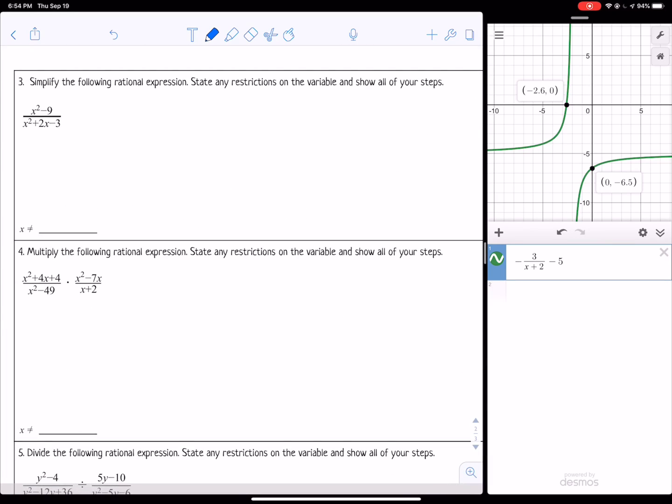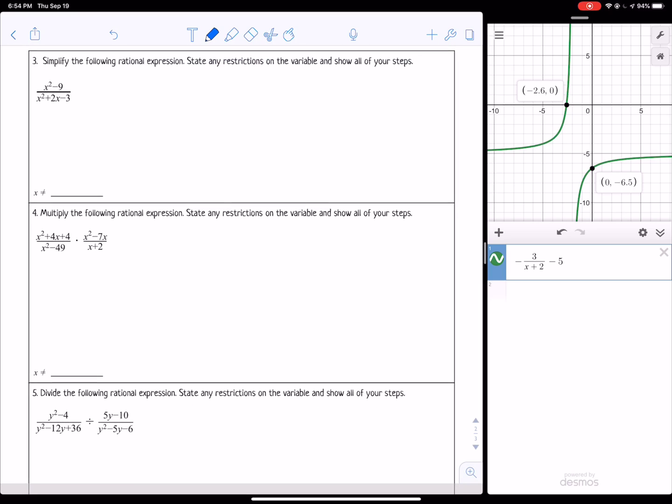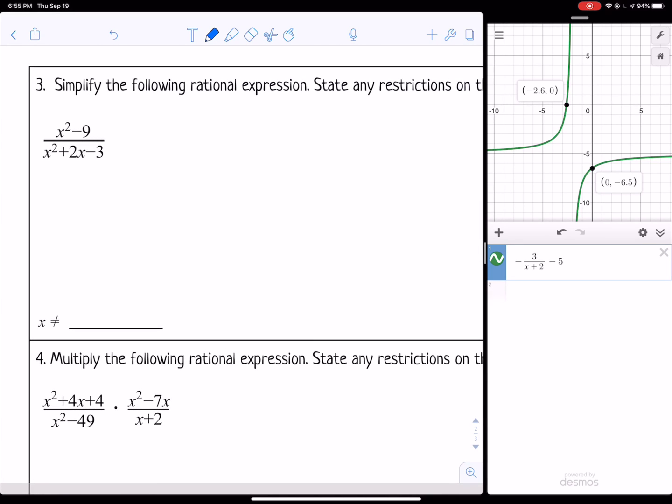Let's look at number 3, 4, and 5. They're all actually really similar to one another. We're going to simplify, multiply, and divide rational expressions. The first step is to factor everything out. In number 3, I'm going to factor the numerator. It's a difference of squares, so the square root of x squared gives me x, and the square root of 9 gives me 3. Then I need a positive and a negative for those factors.